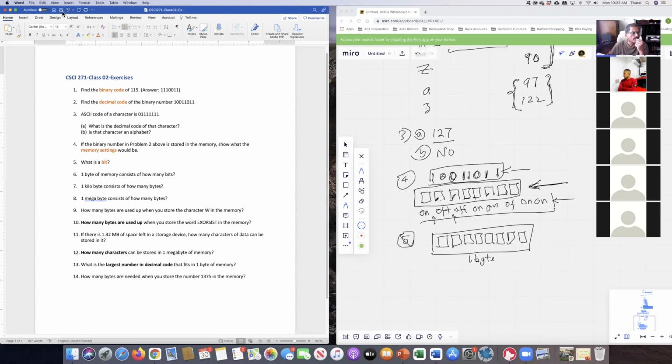8 bytes. 8 bytes is correct. There are 8 characters. Every character needs 1 byte. So this entire word will take up 8 bytes of storage.